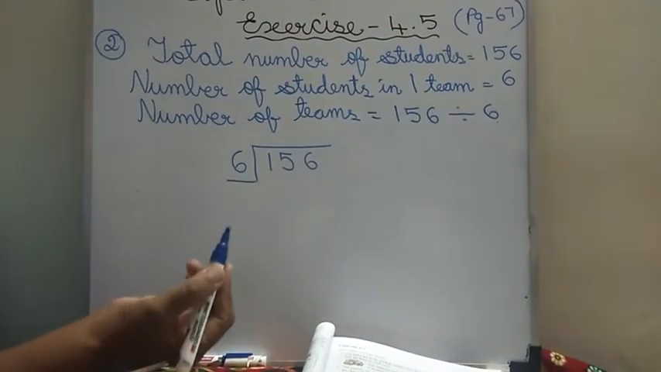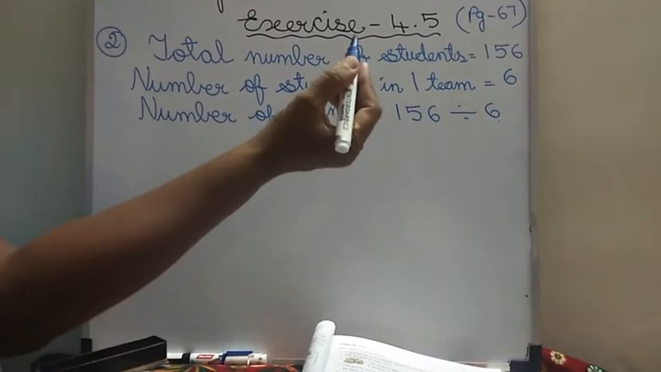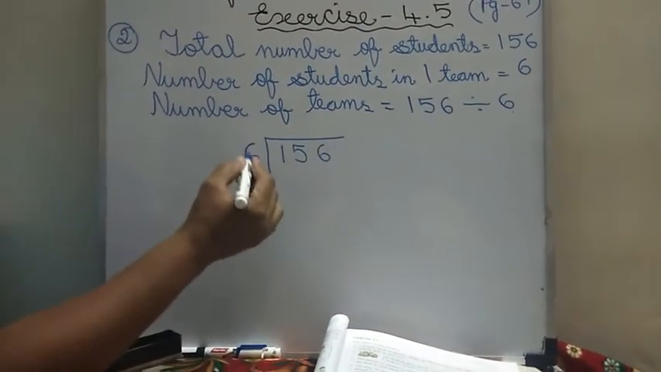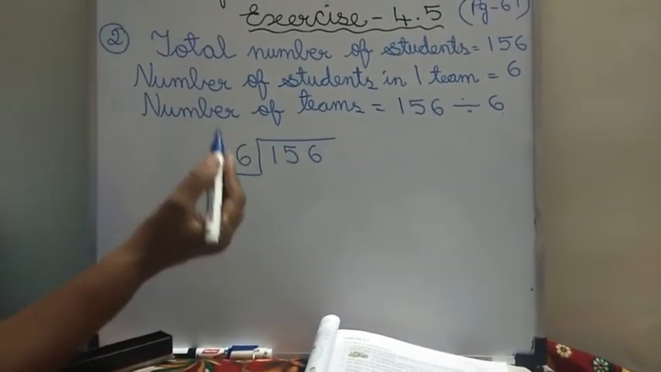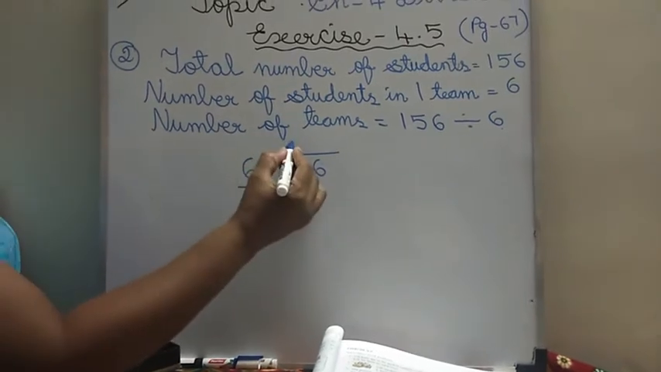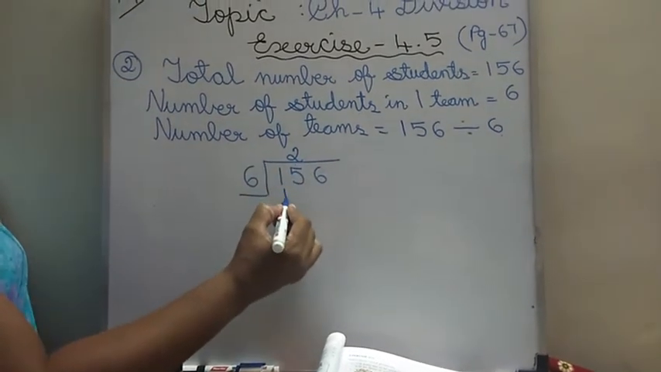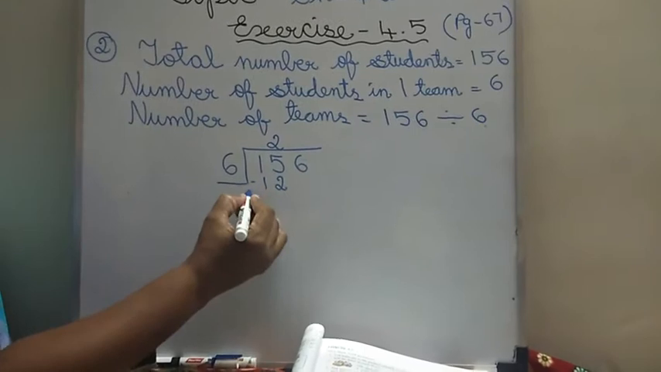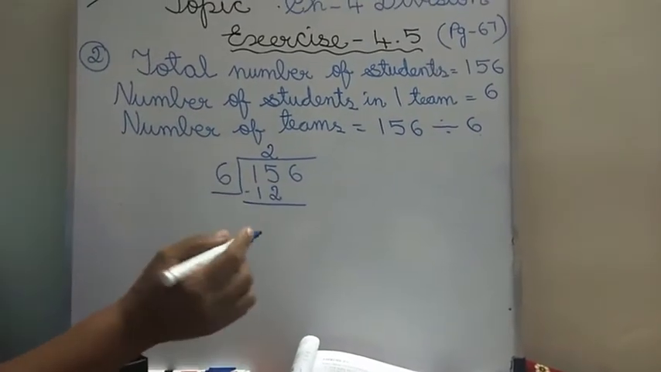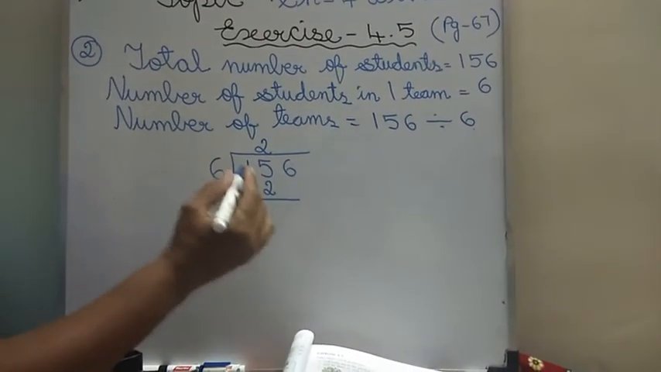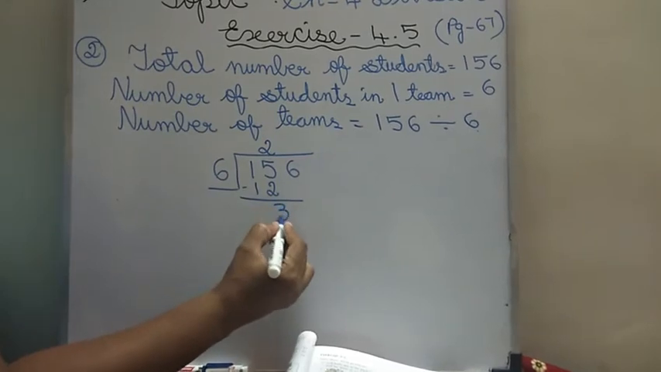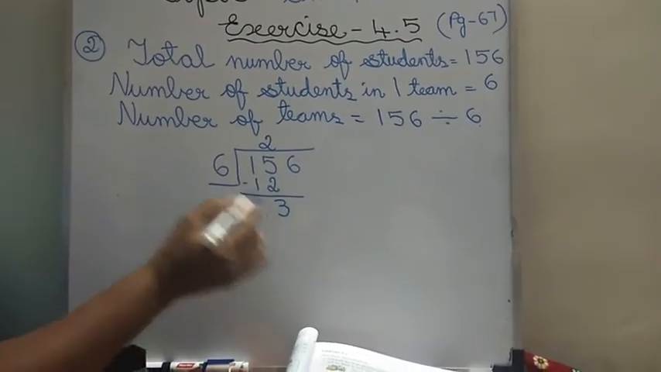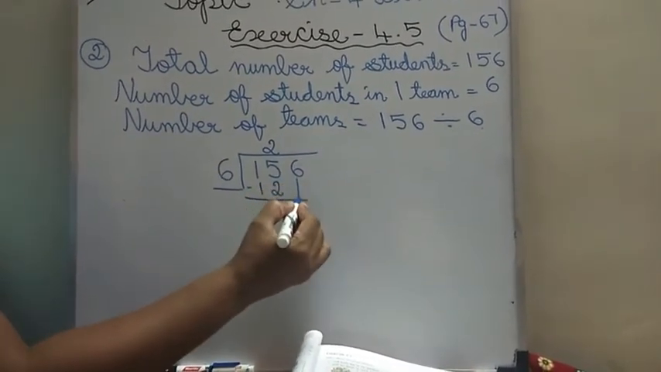This is also very easy. If you want, you can write the 6 tables. Understood? See, 6 ones are 6, 6 twos are 12. So after 2, if you count up to 5, what will come? 3, 4, 5. What's the answer? 3 will come, isn't it? So 3 will not go in 6. So we have to bring down the 6.